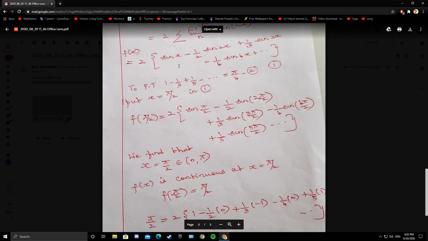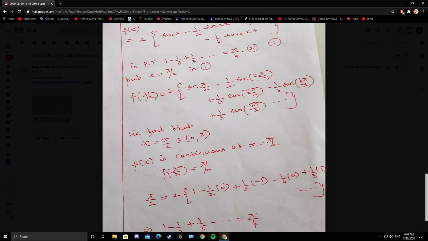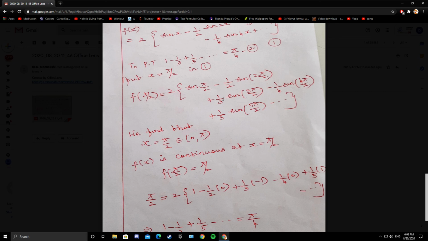So take x as pi by 2 in 1, sin pi by 2 is 1, and here minus half sin 2 pi by 2, that is 0. 1 by 3 sin 3 pi by 2, sin 3 pi by 2 is minus 1, minus 1 by 4 sin 4 pi by 2, sin 2 pi is 0. So sin pi by 2 is 1, sin pi is 0, sin 3 pi by 2 is minus 1, sin 2 pi is 0, sin 5 pi by 2 is 1. So on simplification, f of pi by 2 is pi by 2 equals 2 times 1 minus 1 by 3 plus 1 by 5 minus etc.